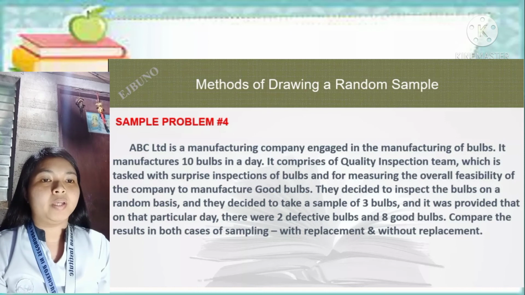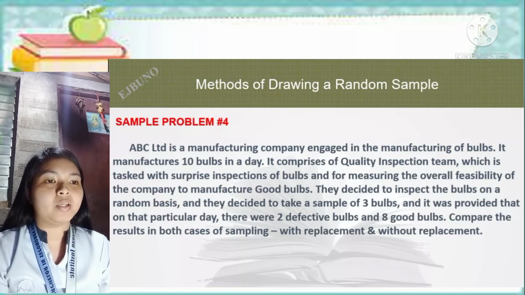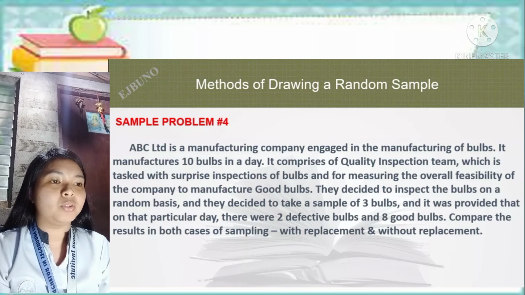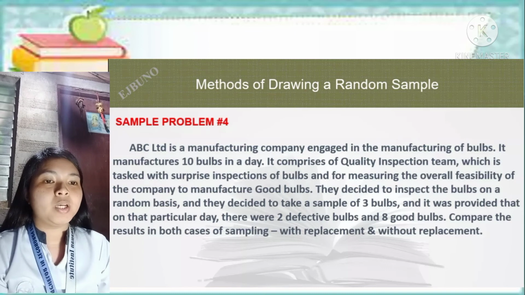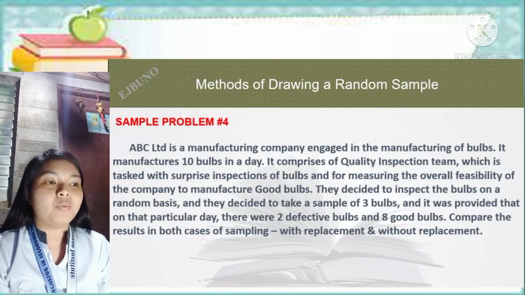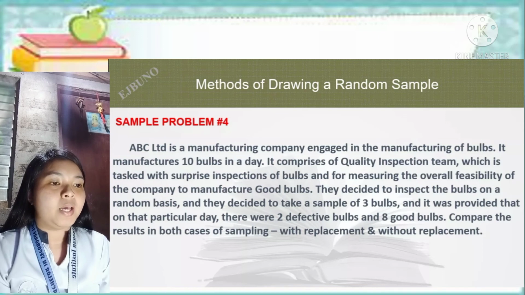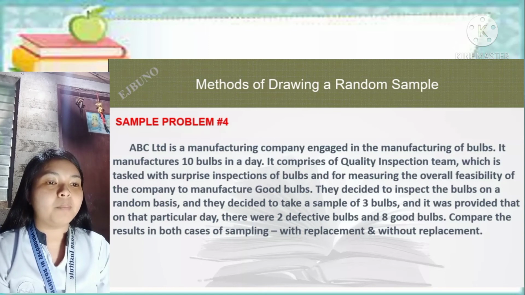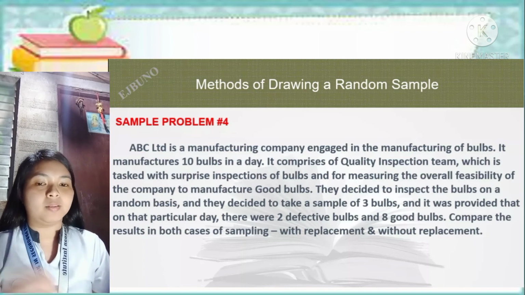Sample problem number 4. ABC Ltd is a manufacturing company engaged in the manufacturing of bulbs. It manufactured 10 bulbs in a day. It comprises a quality inspection team, which is tasked with surprise inspection of bulbs and with measuring the overall feasibility of the company to manufacture good bulbs. They decided to inspect the bulbs on a random basis, and they decided to take a sample of 3 bulbs, and it was provided that on that particular day there were 2 defective bulbs and 8 good bulbs. Compare the result in both cases of sampling with replacement and without replacement.